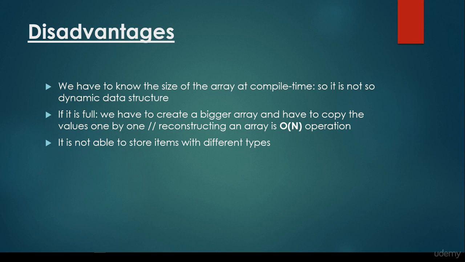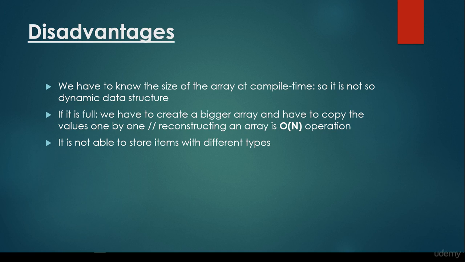What about the disadvantages of arrays? First, we have to know the size of the array at compile time, so it is not so dynamic a data structure. If it is full, then we have to create a bigger array and copy the values one by one from the old array to the newly created array. And basically, reconstructing an array takes O(n), so linear time complexity. Why? Of course, because we have to copy all the items one by one. So we have to iterate through the whole array and copy the items. So that's why it's going to have O(n) linear time complexity.